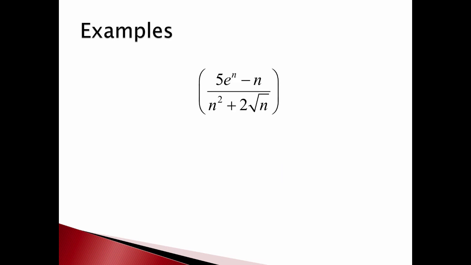One more. Here's 5e to the n minus n over an n squared plus 2 square root of n. Well, of course, the most powerful thing here on the screen is the e to the n, and it's in the top, right? The top has an e to the n, the bottom has an n squared. The e to the n wins, and so this whole thing will diverge, we'll say, to infinity.